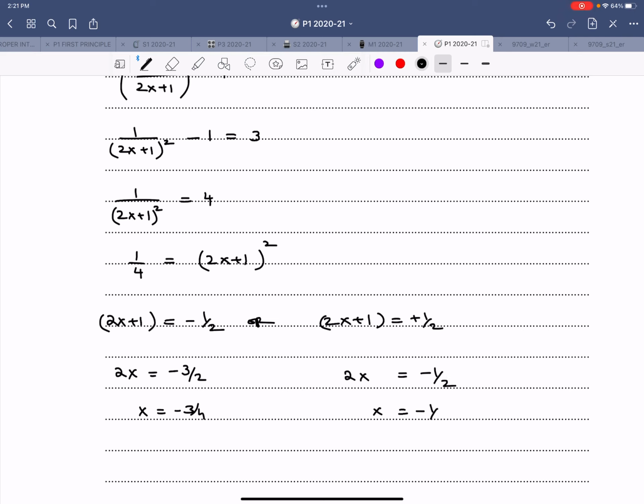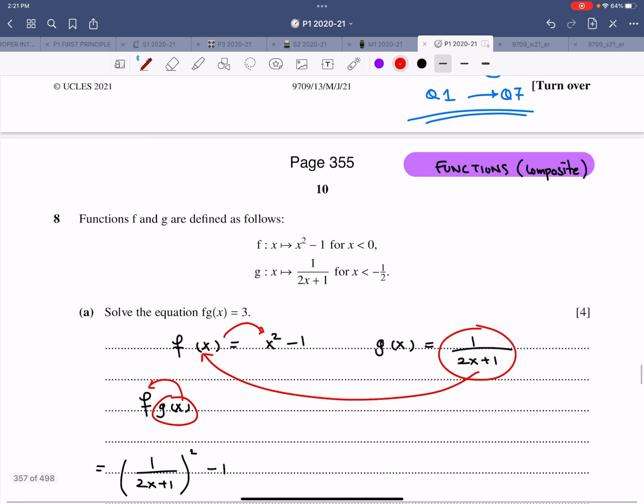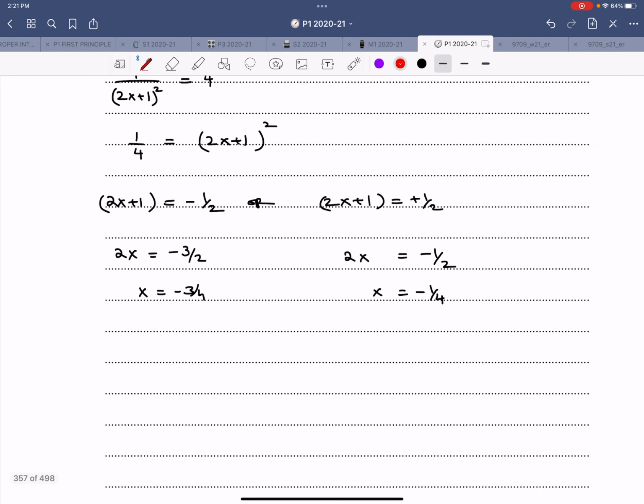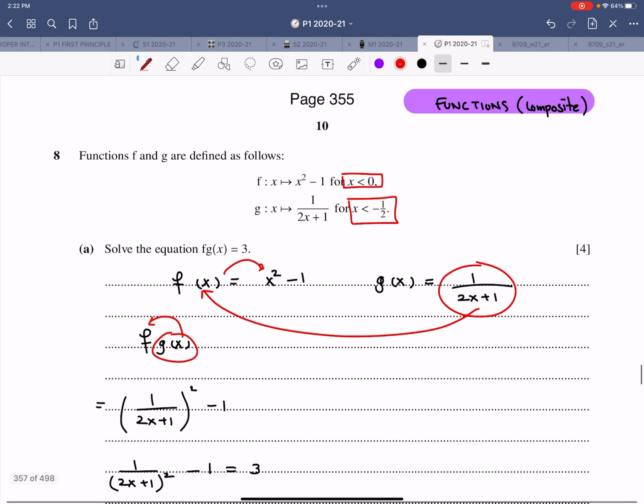Now both answers are negative. Which one to choose? Choose both, choose one. What's the logic? The logic lies over here. x is less than 0. x is less than half. So this is not included. This is rejected. This is accepted. So the only answer is x equals negative 3/4. So yes, it was simple, but there was a logic for those inequalities. You have to use them.